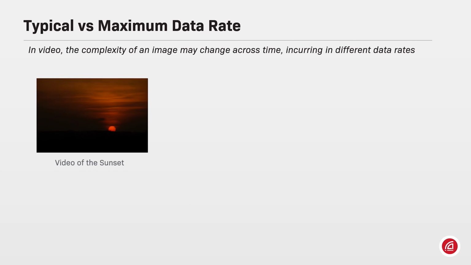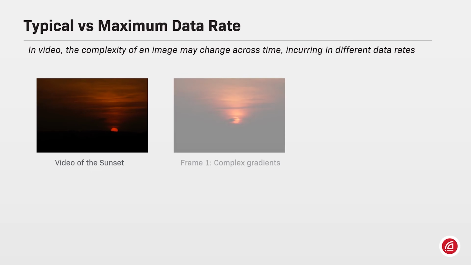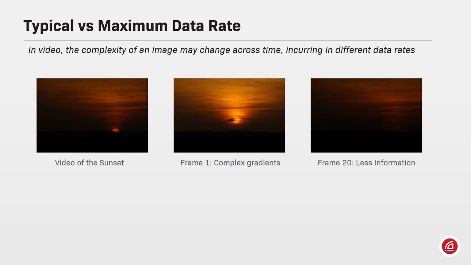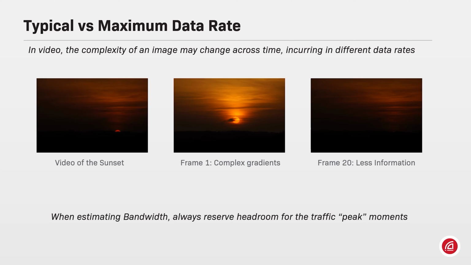When working with video, there are several still images to be compressed in a sequence. Each of these frames will have different information. Some may be more complex with color gradients and a lot of details that need to be captured, generating a lot of data. Some can present less information and therefore could be compressed using less data, as more pixels would maybe have the same information. When estimating bandwidth, always reserve headroom for the traffic peak moments.